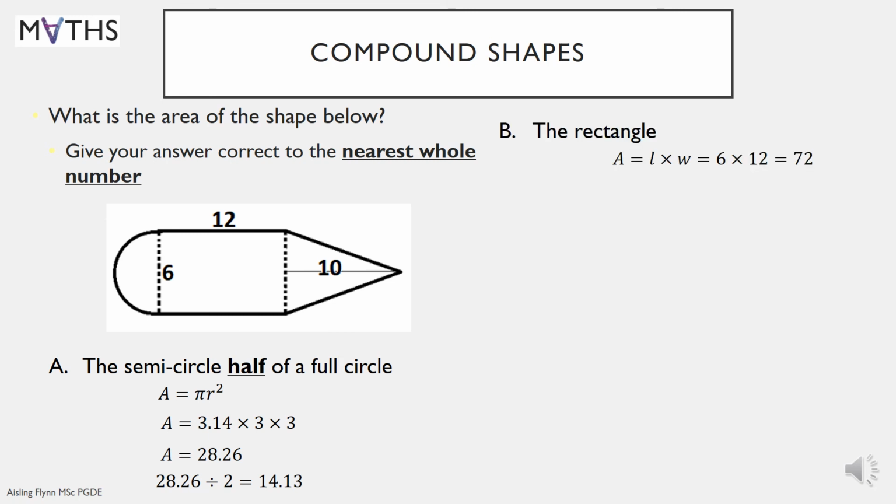Okay, the next part is the rectangle. Straightforward, length by width. 6 times 12 is 72. And the third part is the triangle.